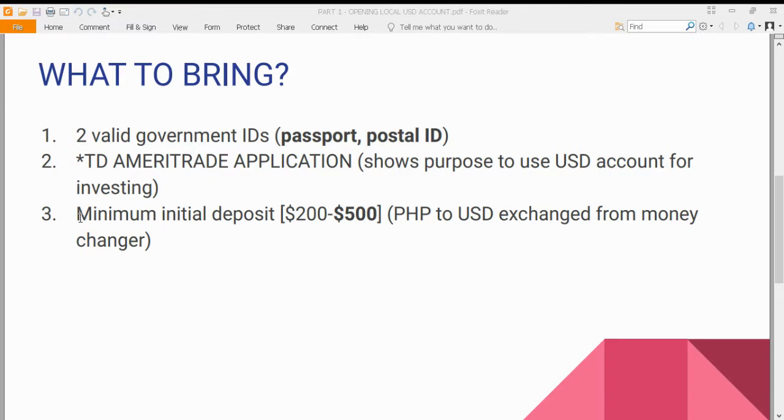The last one is the minimum initial deposit. I put a range here, $200 to $500, depending on the bank that you will transact with. And before you prepare this, I would suggest that you exchange your Philippine peso to USD in a money changer to have better foreign exchange rates.